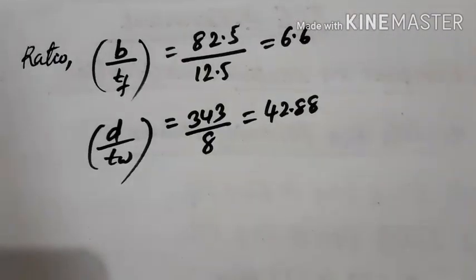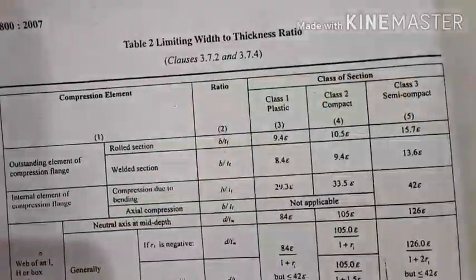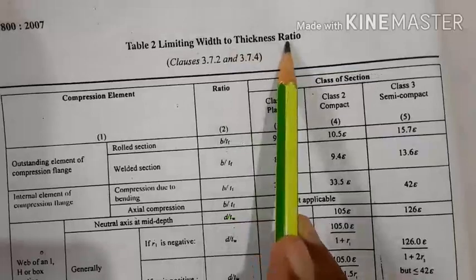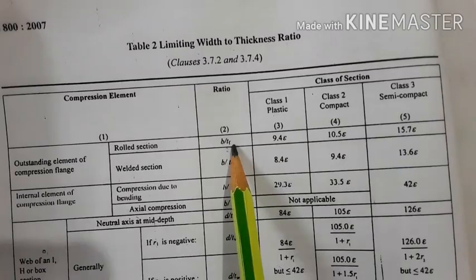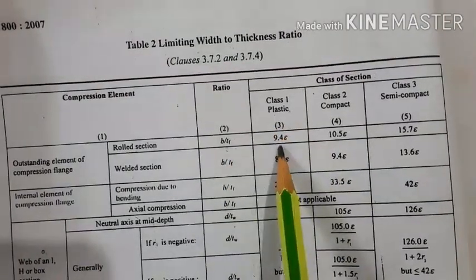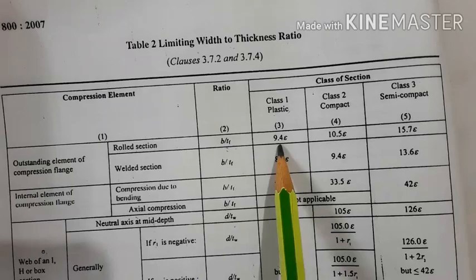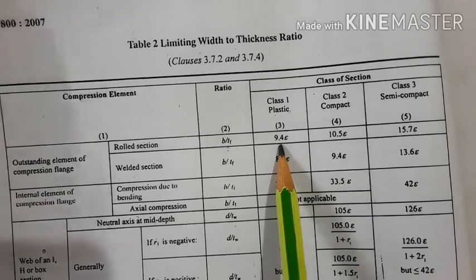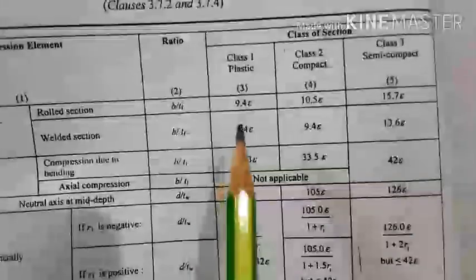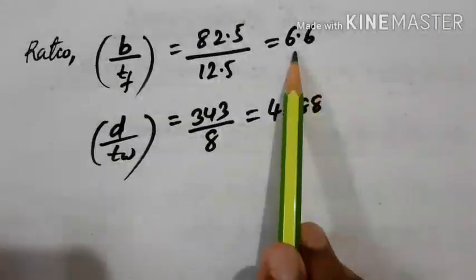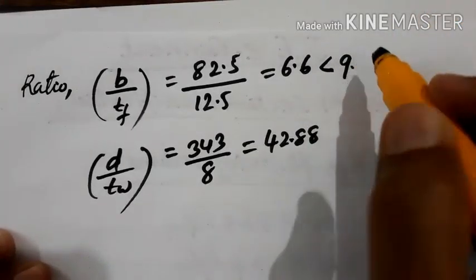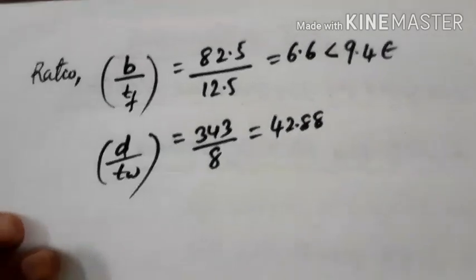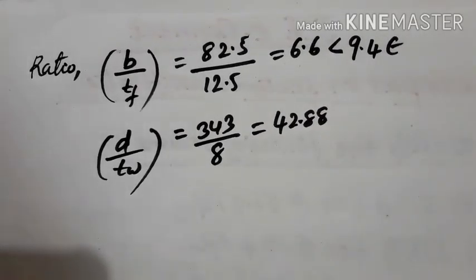Now these ratios you have to compare with the given limits, that is, the limits given in the code for limiting width to thickness ratios. So the first is B by TF. If the section is to be class 1, then it should be less than or equal to 9.4 epsilon. Okay, now we have to compare this one. First one, 6.6, which is less than 9.4 epsilon, where epsilon is given here.